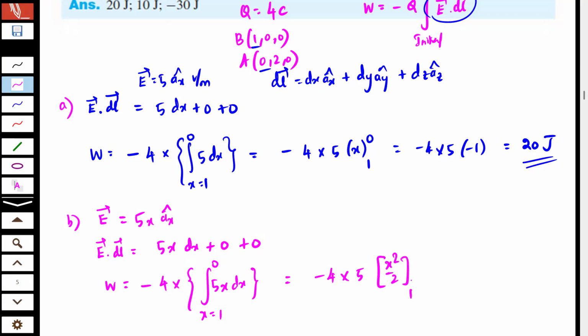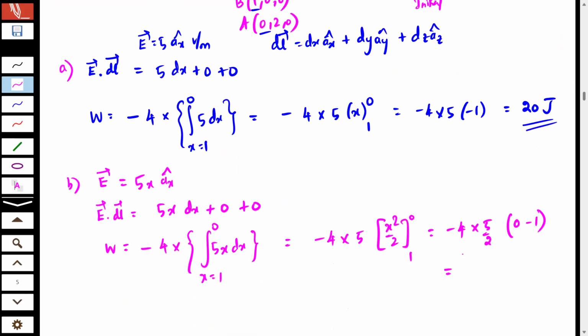Now in this case, we should be finding the work done, that is minus 4 into 5 by 2 into 0 minus 1. This is going to be 10 joules. So work done for the second subdivision is 10 joules.